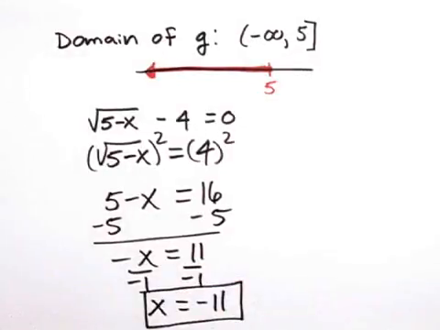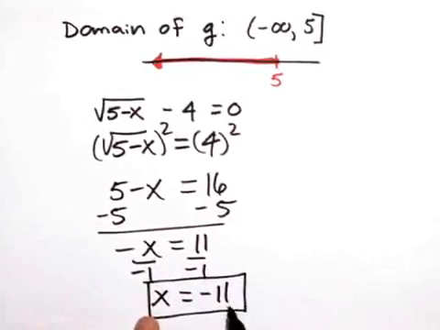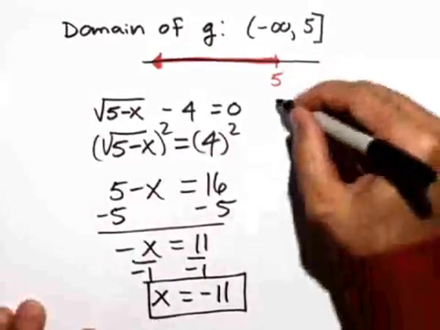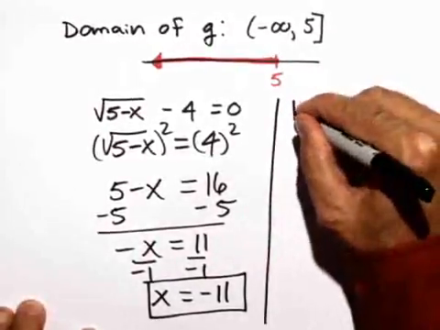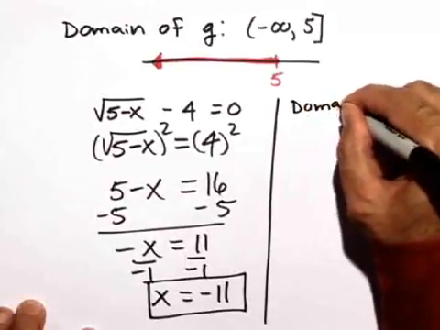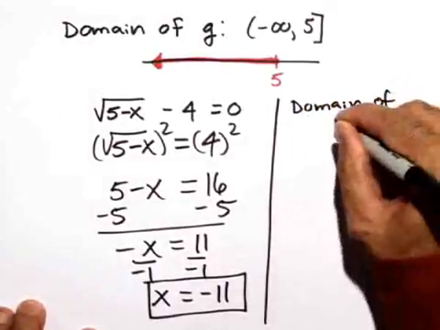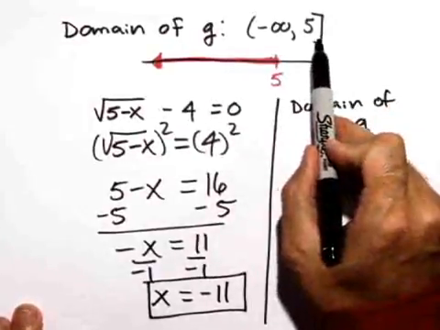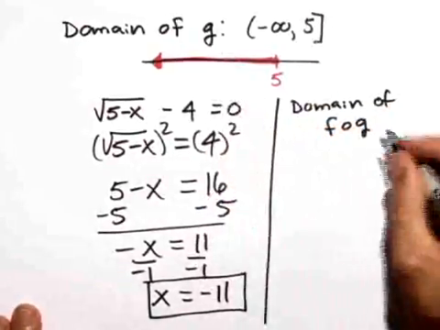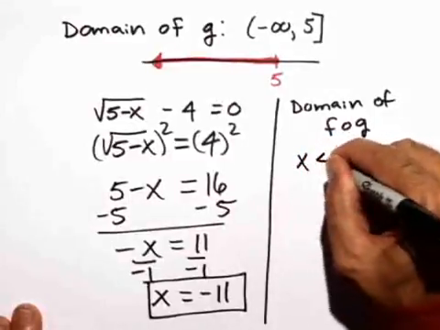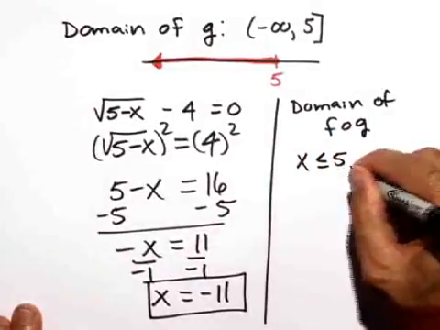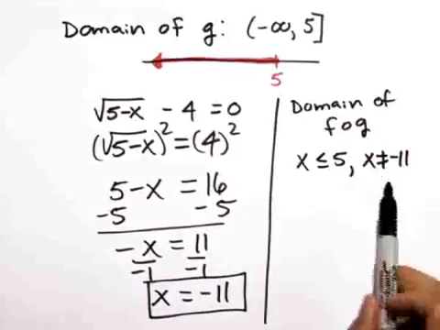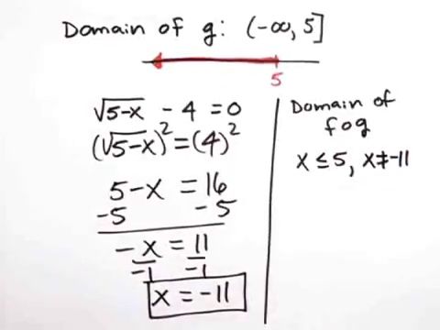Okay? That means we must exclude the value of negative 11 from the domain of g. So the domain of f of g is all real numbers less than or equal to 5. Okay? x is less than or equal to 5 such that x cannot equal negative 11. We have to pull that point out of the domain.